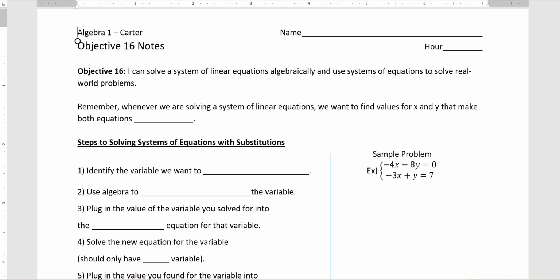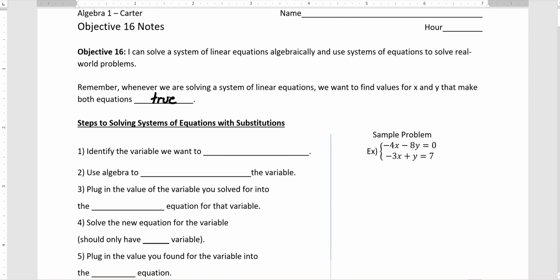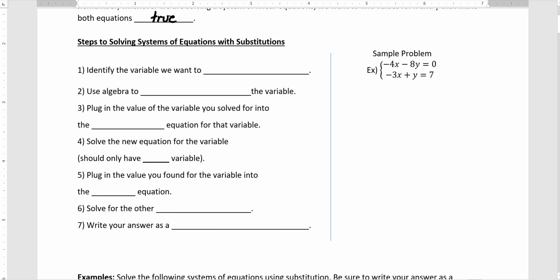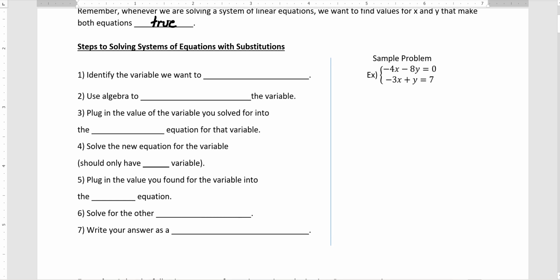Alright, so we're going to get started today with substitution, but just a reminder, whenever we're solving these systems of linear equations, we want to find values for x and y that make each equation true. We want to find values that satisfy both of the equations. So, with substitution, there's some steps we're going to go through. Here they are. First, we're going to identify the variable we want to isolate.